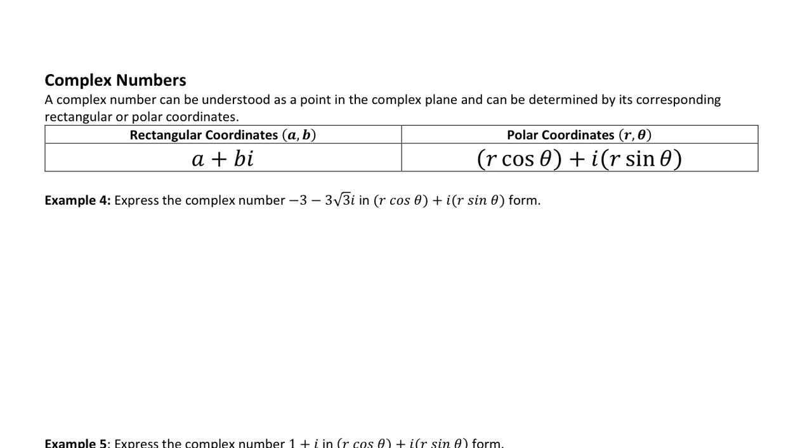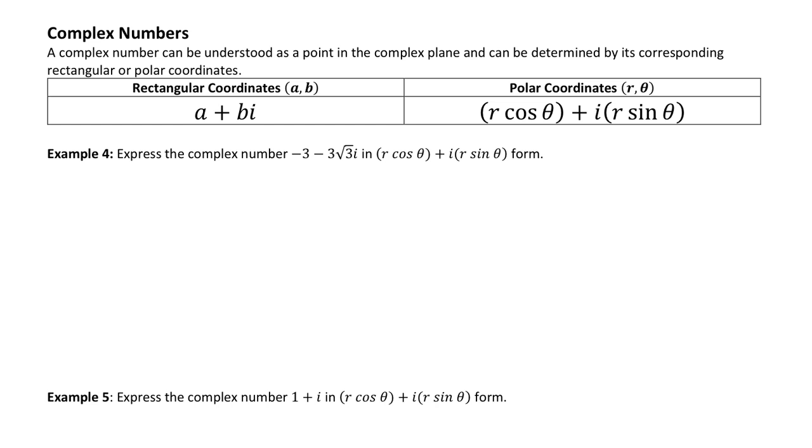So here's what I have in this first problem. It says express the complex number negative 3 minus 3 square root 3i in polar coordinate form. So what I want to do is look at this number and figure out the a and the b. The b is always next to the imaginary number, which is square root of negative 1, fun fact. So my regular rectangular coordinate would be negative 3 comma negative 3 square root 3. That's the a and the b that they gave me.